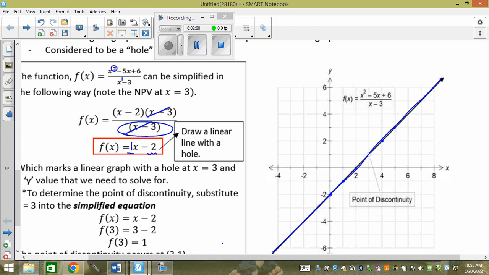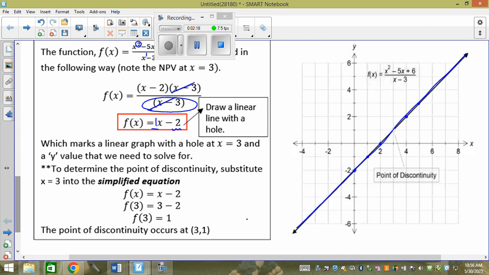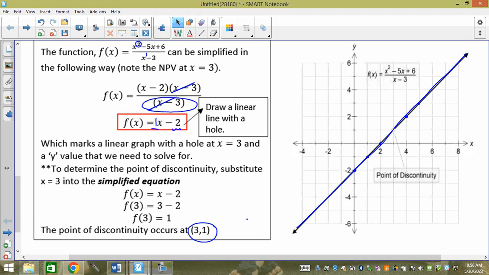Because all you do to find the y that doesn't exist there is plug that 3 into the simplified equation. So here it says, to determine the point of discontinuity, substitute x equals 3 into the simplified expression. So you put it into here. 3 minus 2 is 1. So I know I have a point of discontinuity at (3, 1). Even though I drew it through (3, 1), I would have to go back and erase that portion, put an open dot at (3, 1) because that means it doesn't exist there, and then draw the rest of my graph up to it.